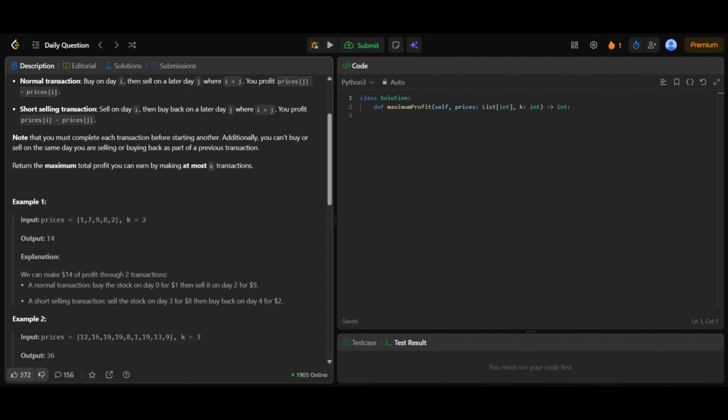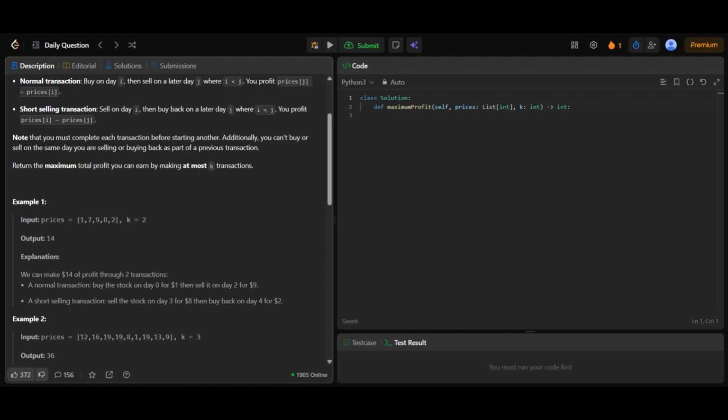Let's walk through the first example to see how the profit is calculated. The input prices array is 1, 7, 9, 8, 2, and we are allowed to make at most 2 transactions. The final output is 14, meaning the maximum total profit we can achieve is $14. First, we perform a normal transaction. We buy the stock on day 0 when the price is $1, and then sell it on day 2 when the price is $9. This gives us a profit of 9 minus 1, which is $8.